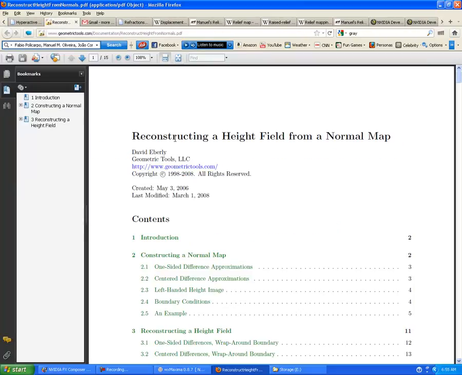And then we'll get in here to also how to reconstruct. This is another good paper by David Eberly, reconstructing a height field from a normal map. Now we're just going to do a generalized formula of it, but he's really got quite a bit going on in here. So if you're interested in these white papers, feel free to hit these up and hunt them down.